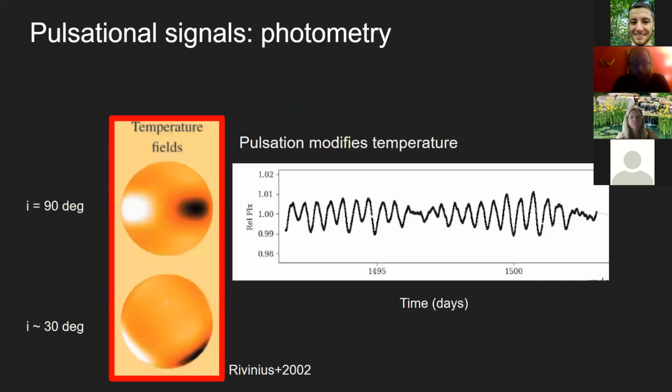So that last few slides demonstrate it's important and very useful to have spectroscopic data over the TESS observing baseline, because it provides complementary information compared to the photometry. So we already know that pulsation modifies the temperature field, and we see variations in brightness.